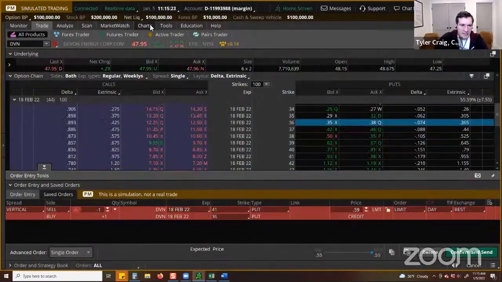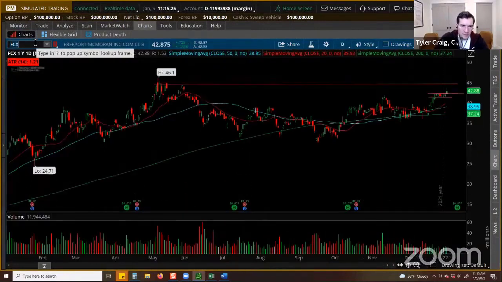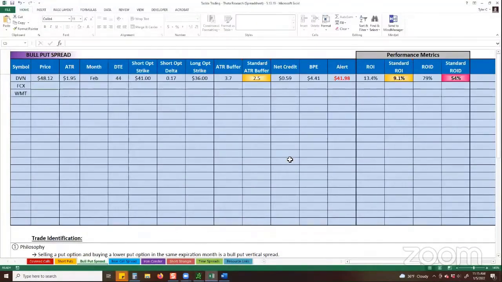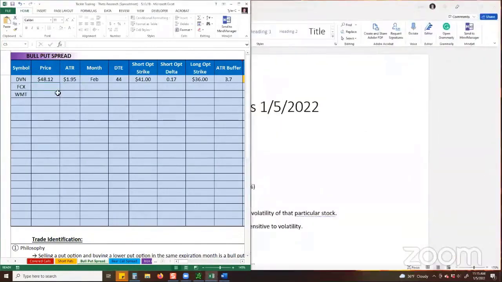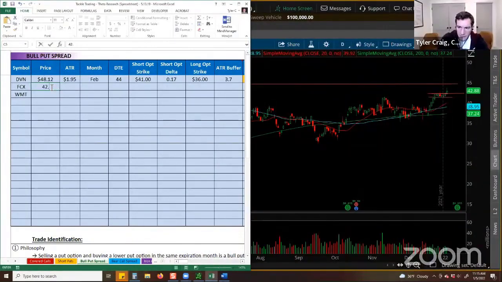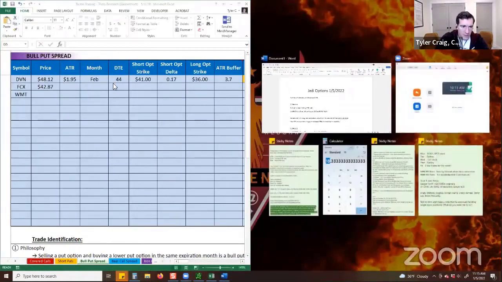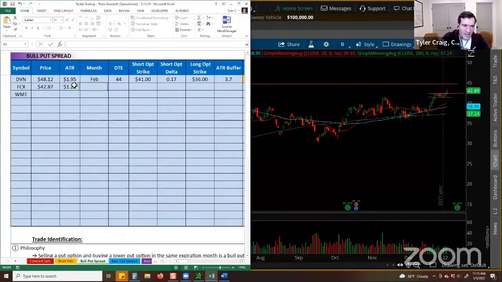So FCX, talked about FCX today with this pop in copper. This is at actually copper didn't pop with the pop in basic materials. 42.87 is the share price. This has an ATR of $1.21. I'm again going to use February options to build my trade. I'm going to go 44 days to expiration.